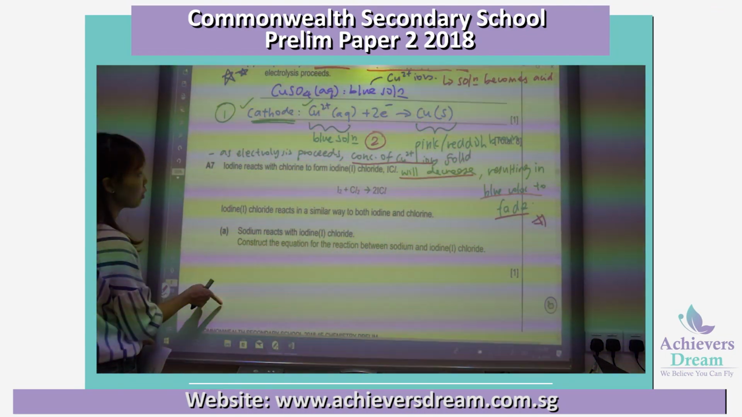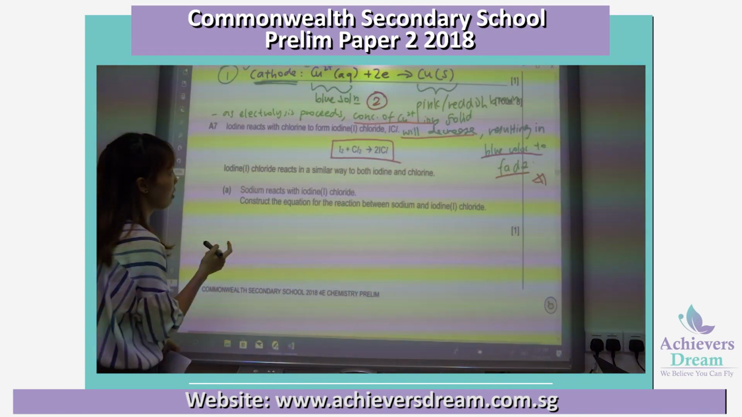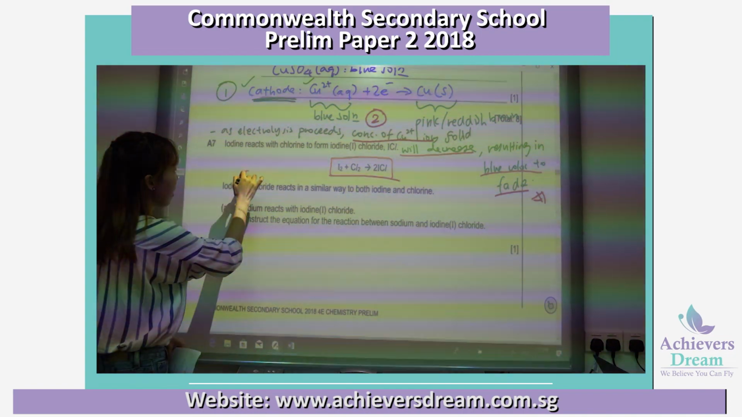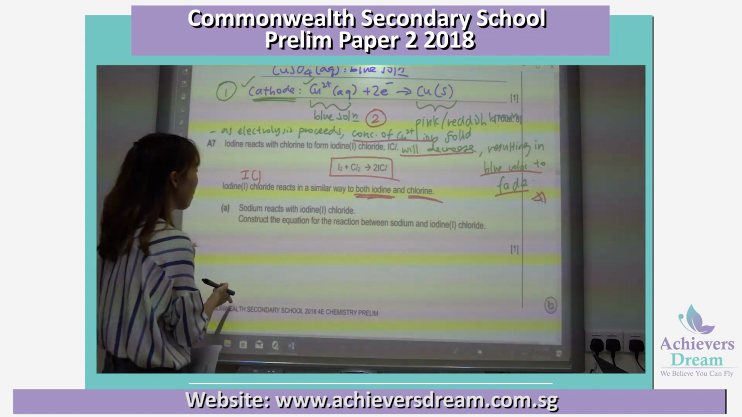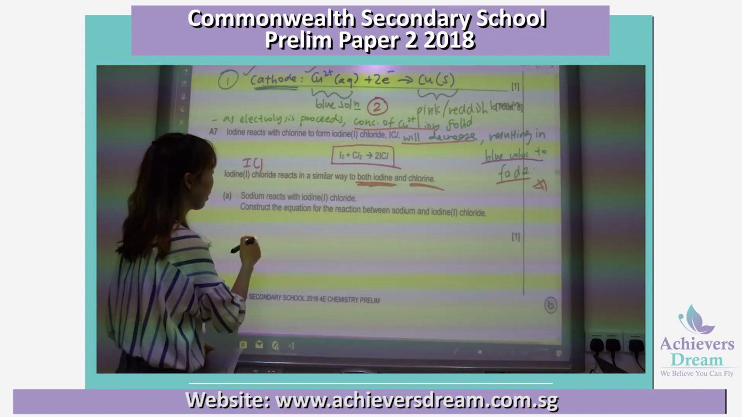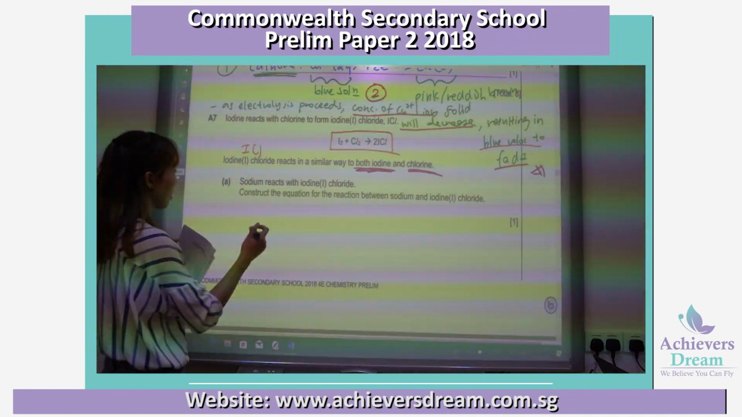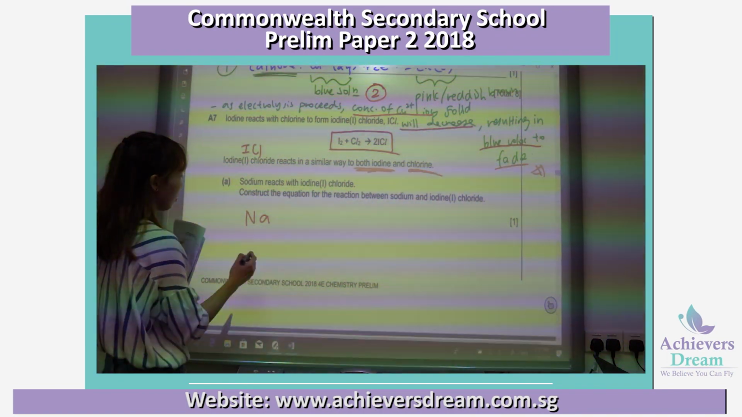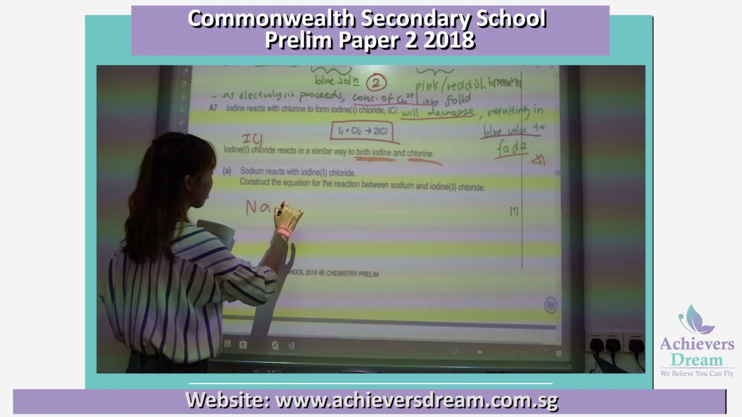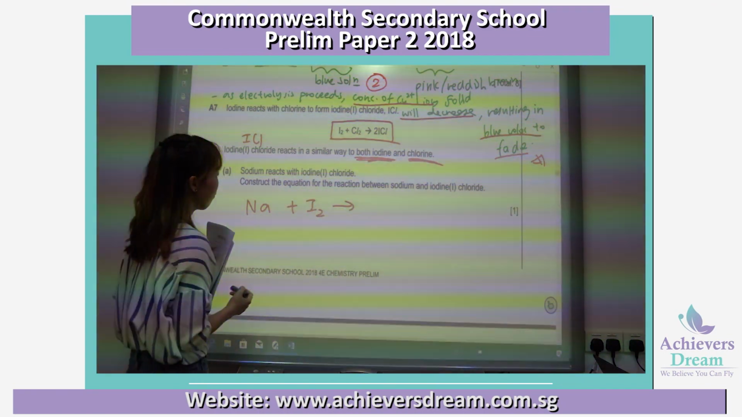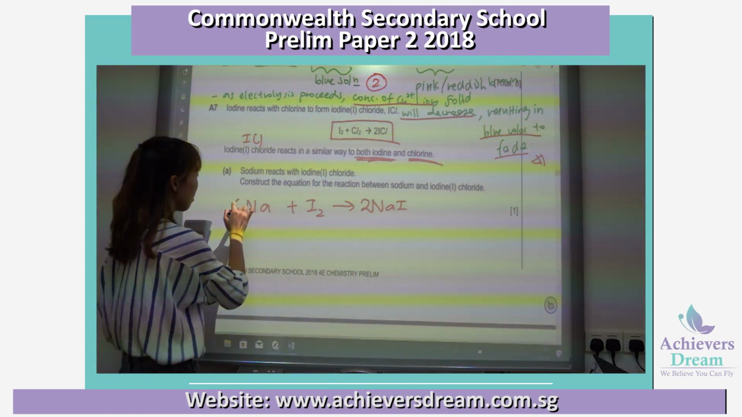Okay, then for question 7. Iodine reacts with chlorine to form iodine chloride. So this is the equation. They say that iodine chloride, your ICl, reacts in a similar way to both iodine and chlorine. So part A, sodium reacts with iodine chloride. What is the equation for this reaction? Let's see what is the reaction between sodium and iodine. You will form NaI, correct? And then if I balance the equation, it will be this.